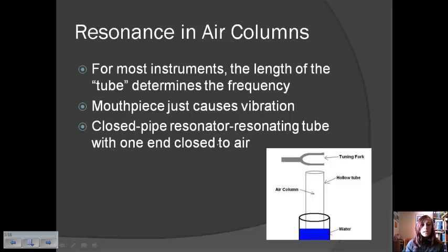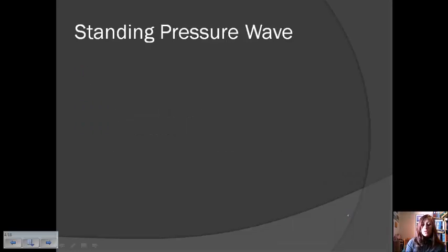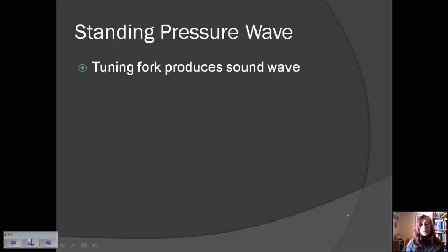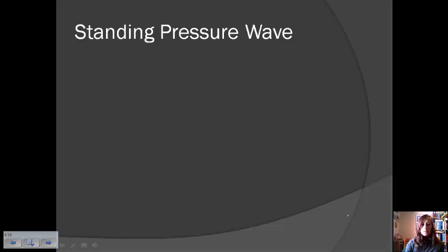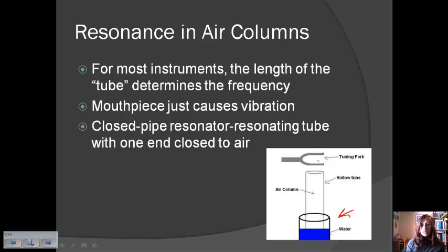A closed pipe resonator is a resonating tube with one end closed to the air. So closed pipe, it's in water as you can see here, or something like that. We can use closed pipes to produce standing pressure waves. We have a tuning fork over the top of the pipe, as you can see here, and we're going to hit it, and then it's going to create sound waves that are going to travel down the tube.